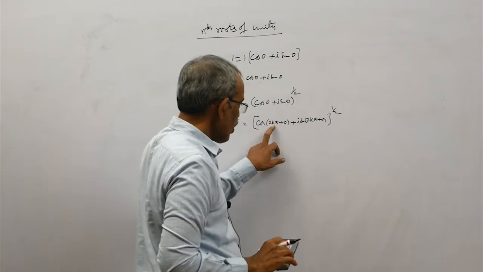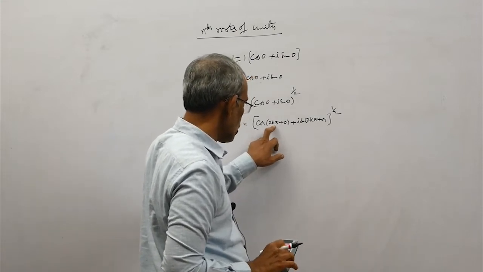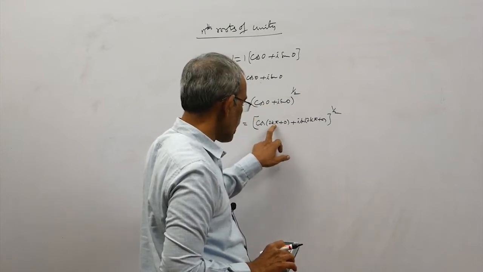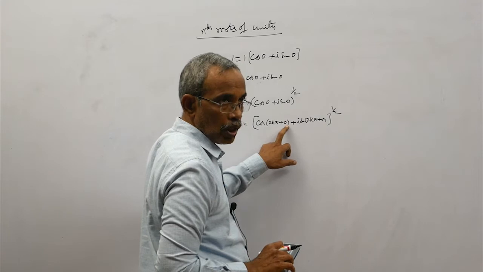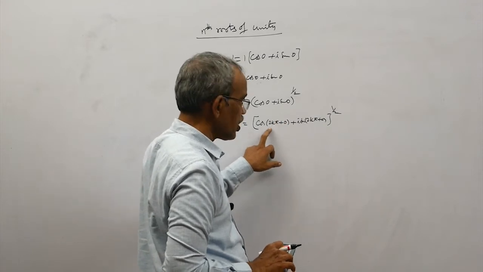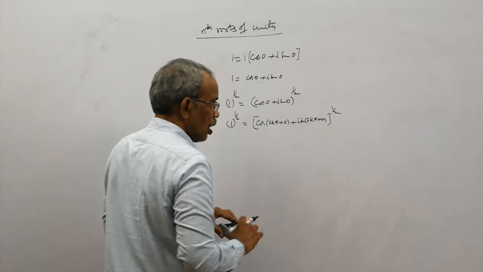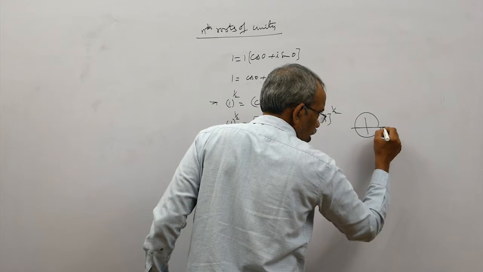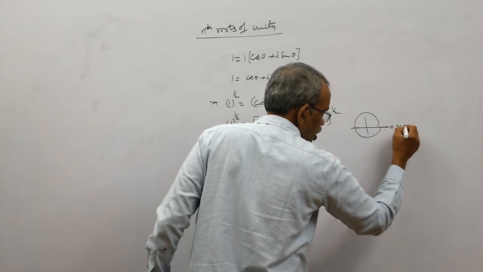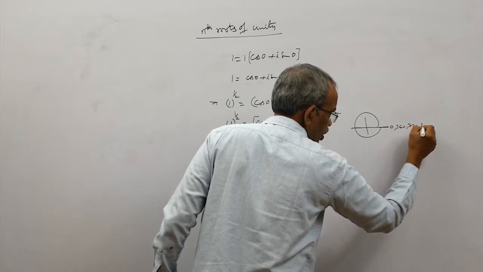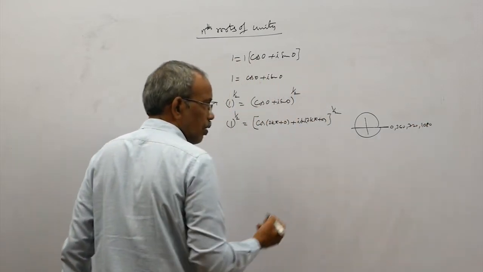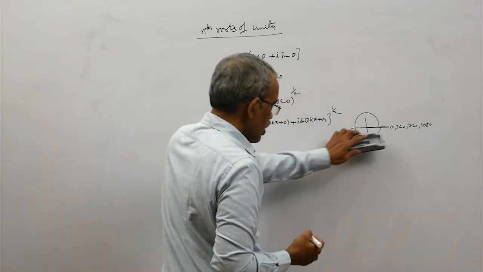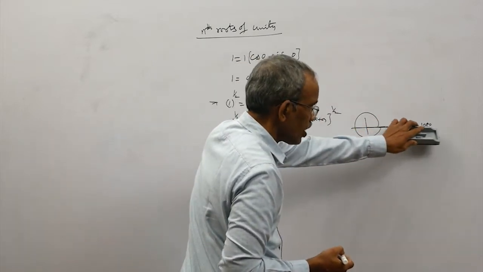Here, 2k pi means when k equal to 0, we get 0 plus 0, that is 0. When k equal to 1, we get 2 pi plus 0, that is 360 plus 0, equal to 360. Here we have 0, 360, 720, 1080. These have the same values at these angles, 0 or 360 or 720 or 1080.